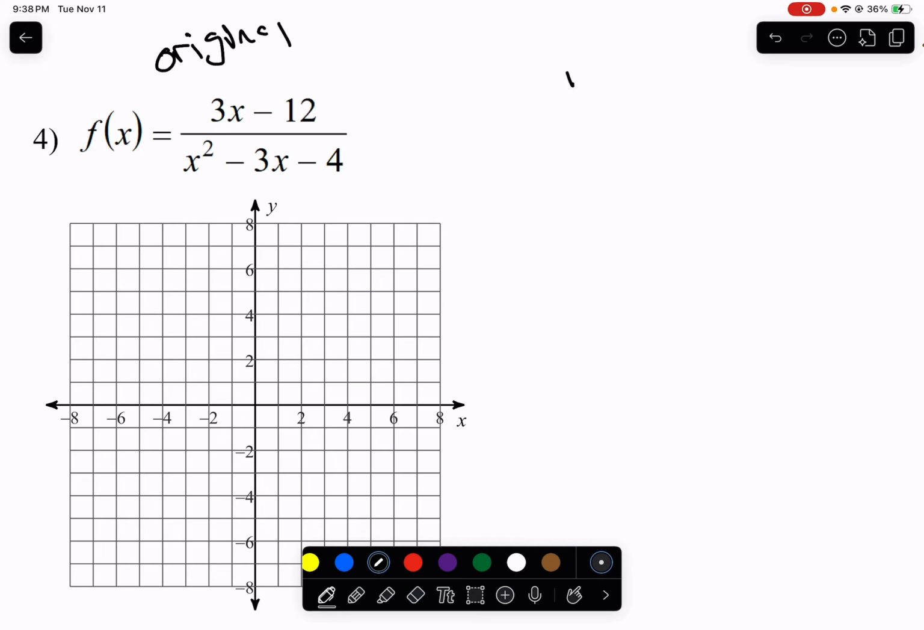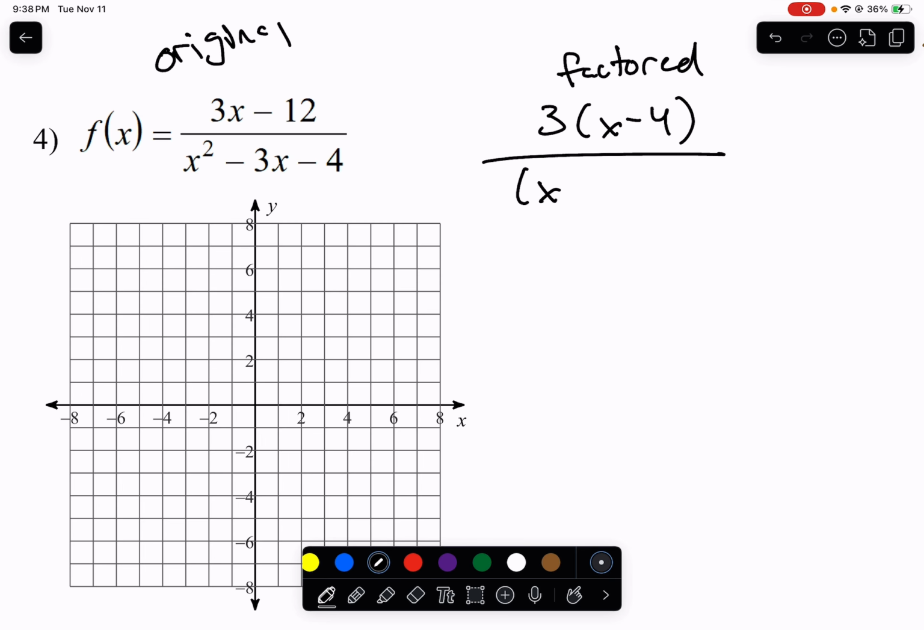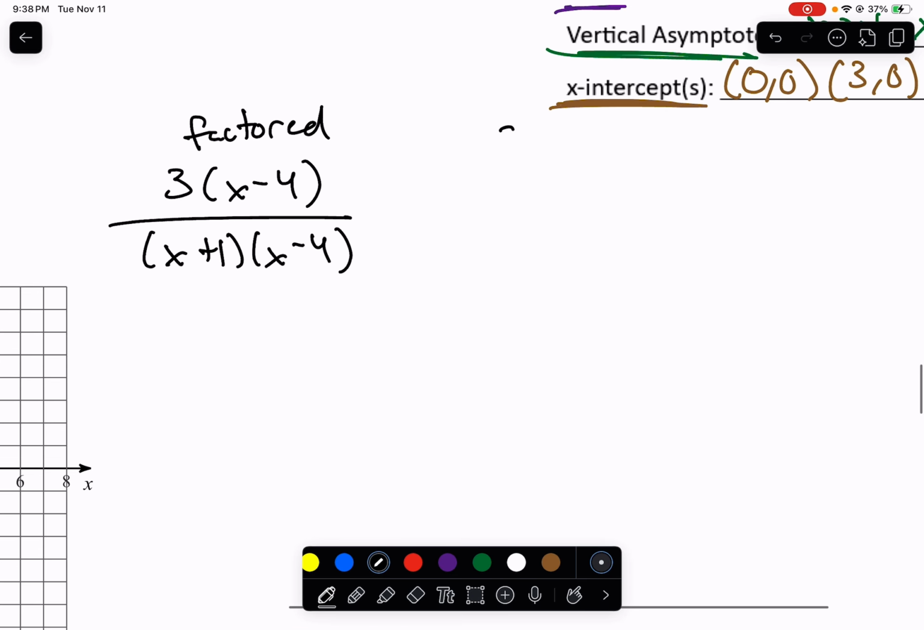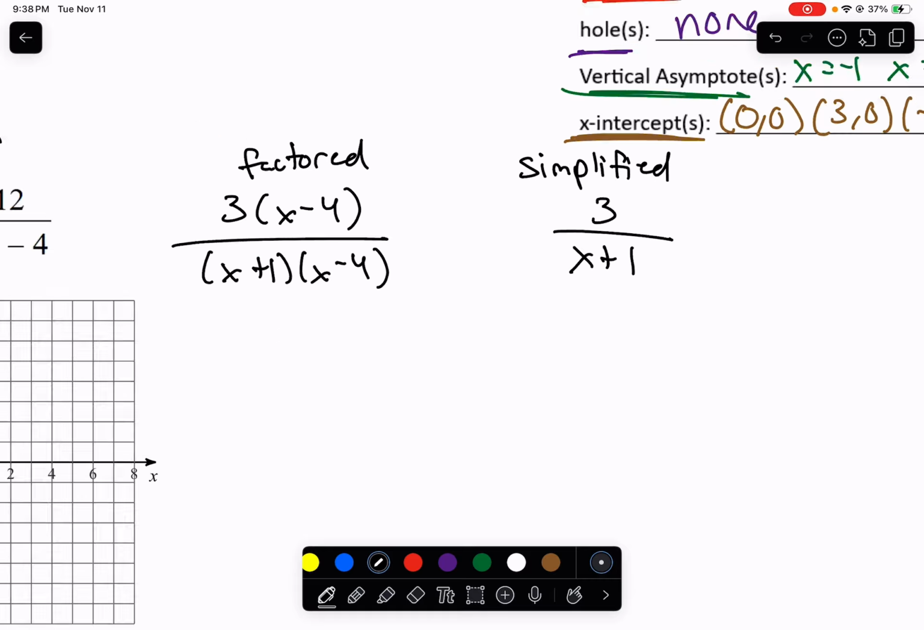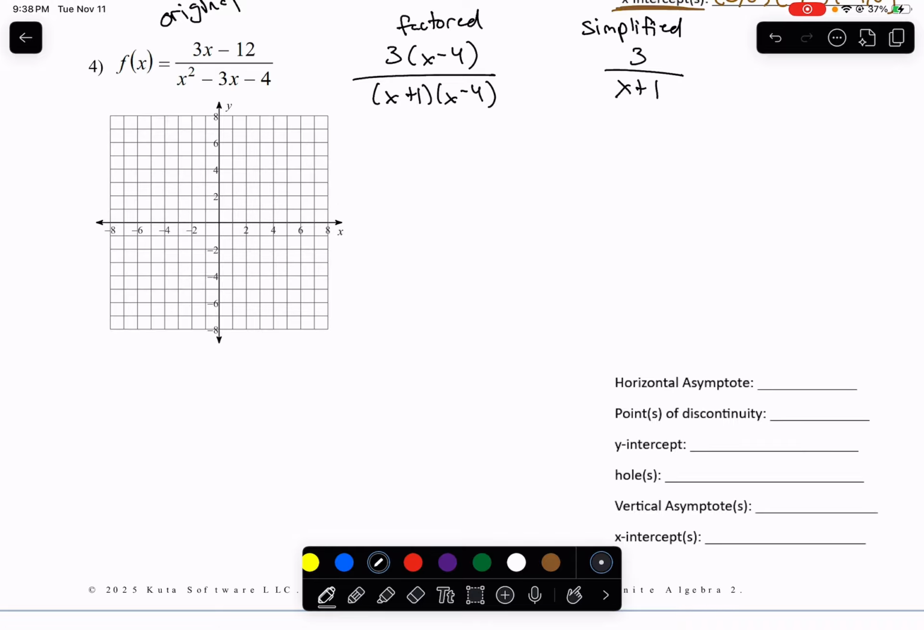So on top, I can take a 3 out, and I get x minus 4. In the denominator, I end up with x plus 1, x minus 4. So for my simplified, my x minus 4 is canceled, so I'm left with 3 over x plus 1. All right, so let's go ahead.